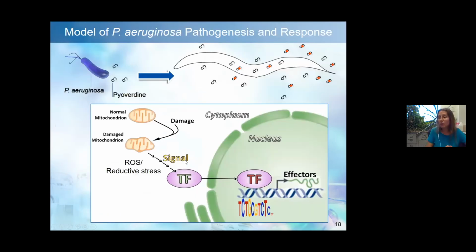So in this simple system, we were able to identify pyoverdine as a causative virulence factor that's secreted by Pseudomonas. It gets inside of C. elegans and removes host iron. That leads to mitochondrial damage and an increase in ROS, also an NADH buildup that causes reductive stress.